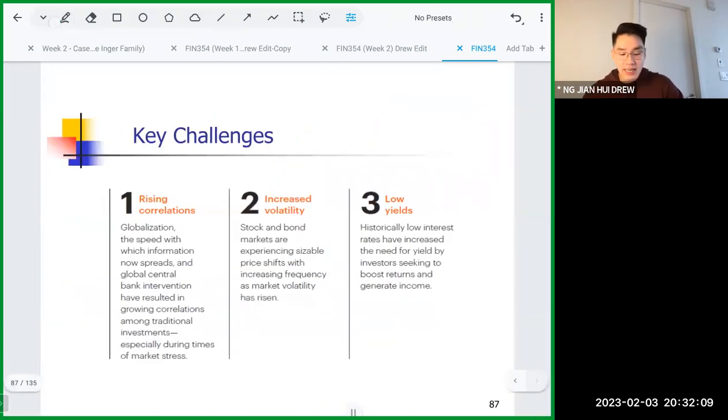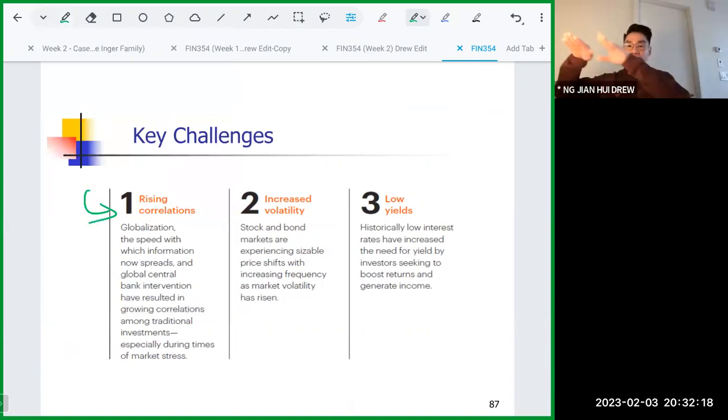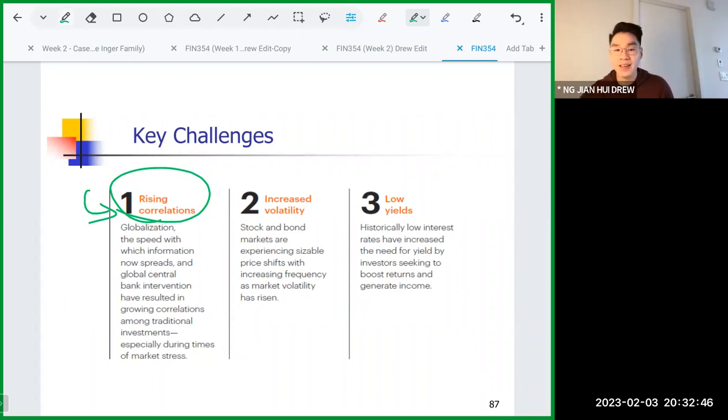So there are some key challenges as we invest in the market. There's increasing correlation. Nowadays the market moves in a similar way, so stocks in different industries move similarly. And correlation becomes very similar, even across different industries, when there is a recession, like a global financial crisis. Now, for those of you who are investing or already started investing, you know that tech stocks are doing very badly, especially this year. You see a lot of layoffs.